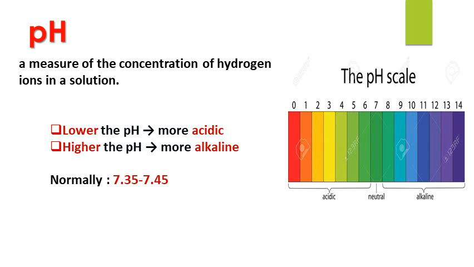pH is a measure of concentration of hydrogen ions in a solution. If the pH is low, this means that the solution is acidic. If the pH is high, this means that the solution is alkaline. Normal range of pH is from 7.35 to 7.45.